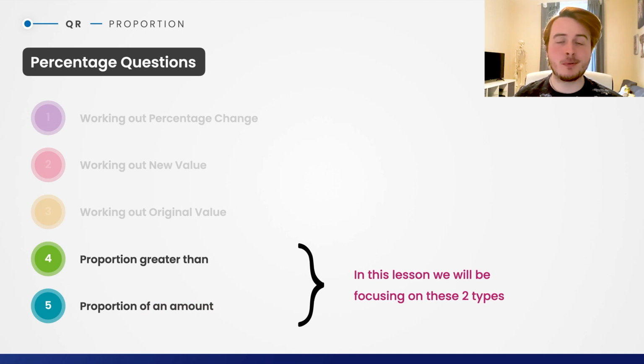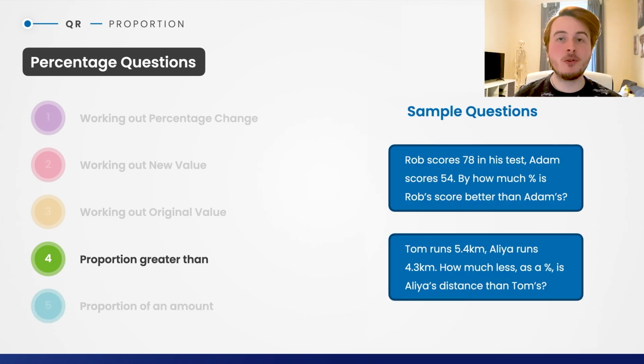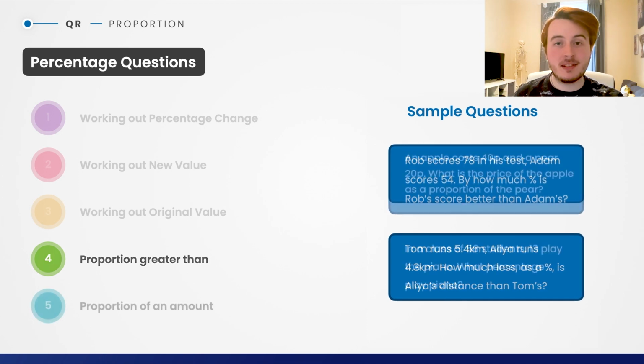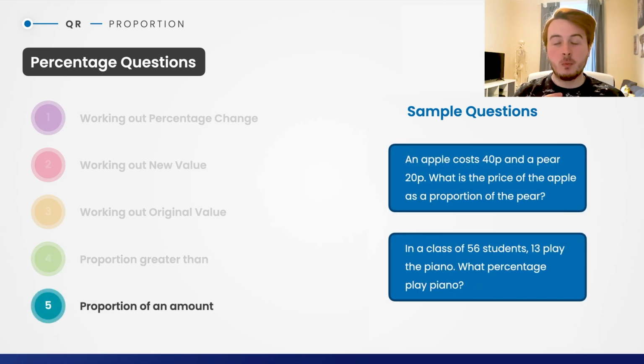So what do we actually mean by proportion greater than and proportion of an amount? The sample questions on screen hopefully show you that a proportion greater than is saying by how much percentage is X greater than Y, whereas a proportion of an amount style question is saying what is X in terms of Y. They're both done through similar methods, but they have a different answer. It's important that we get our heads around the difference between a proportion greater than and a proportion of an amount. I'm going to talk a lot about that in this tutorial, so you'll probably be bored to death, but hopefully you will get that difference ingrained in you.